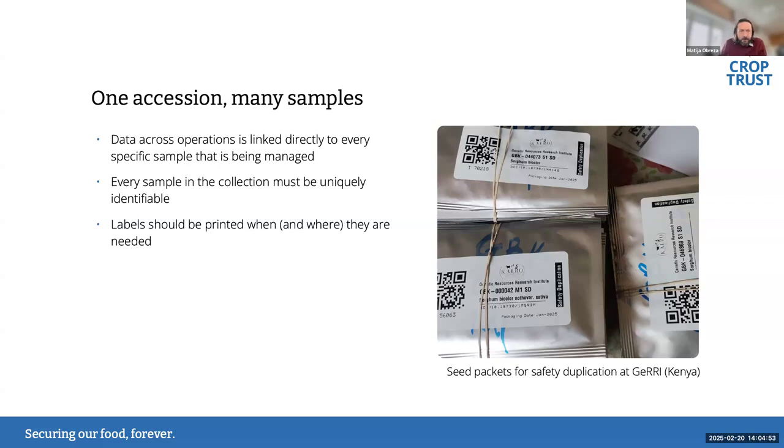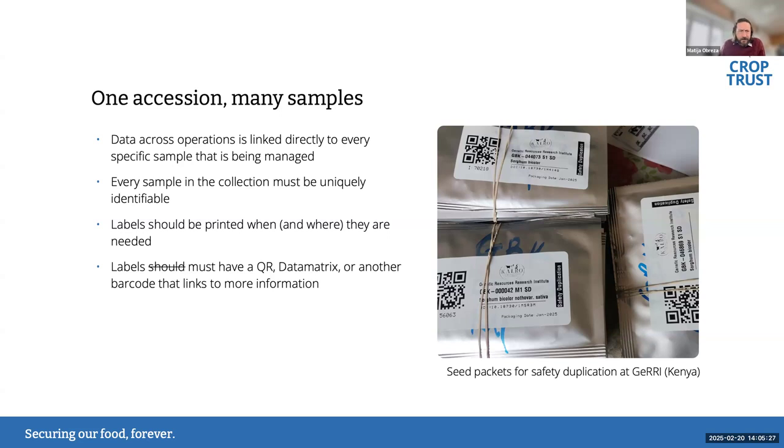Ideally, the labels would be printed when and where they are needed, right? So it's not that you generate 1,000 labels and then give them to a technician and they need to figure out where they should go. But it's basically as you are doing your gene bank operation, whatever that process is, at some step you're going to need labels. That's when you click print and they come out of the printer and you apply them, because in that moment you have all the context you need for proper labeling.